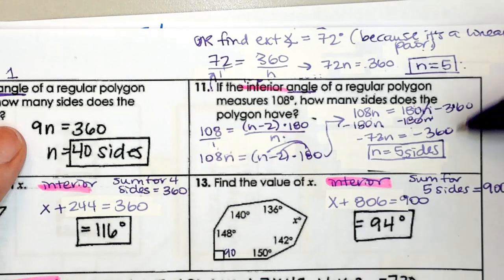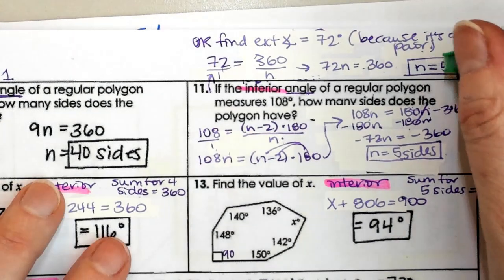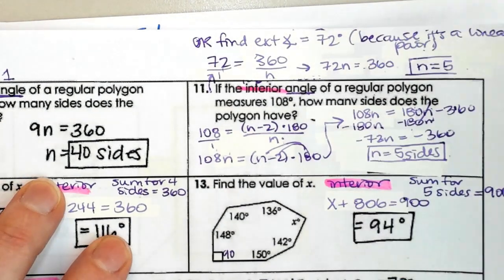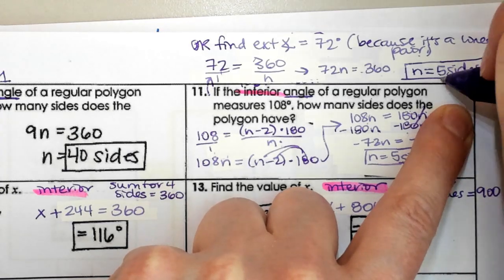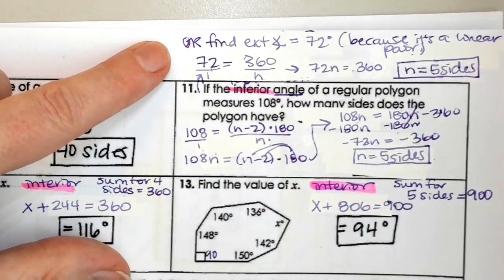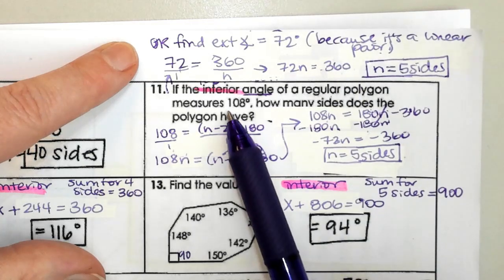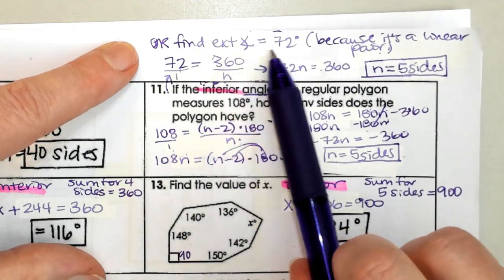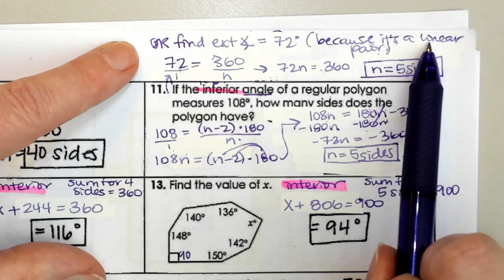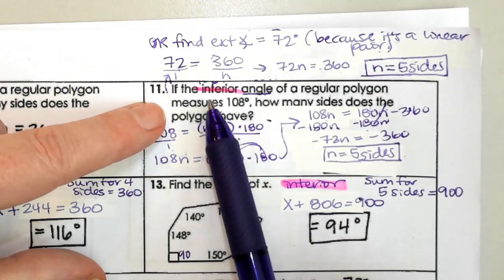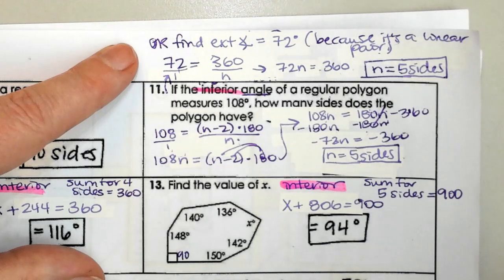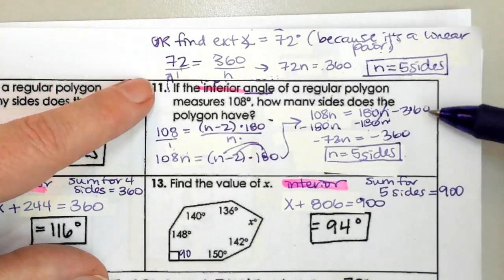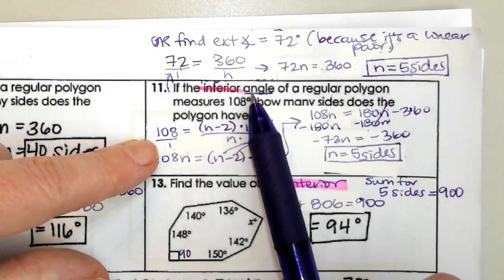So notice that both of them lead to the same answer. I get 5 sides regardless of how I'm solving it, but this one might be a little bit easier if you're comfortable with the fact that interior angles and exterior angles together are a linear pair. They add up to 180. So if you're given one interior angle, you can find the one exterior angle in a regular shape.